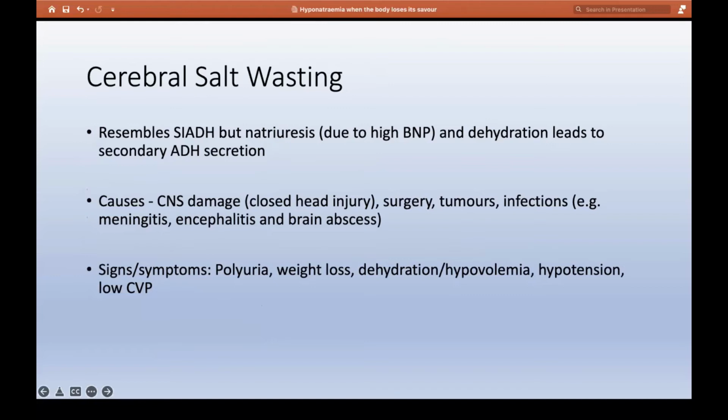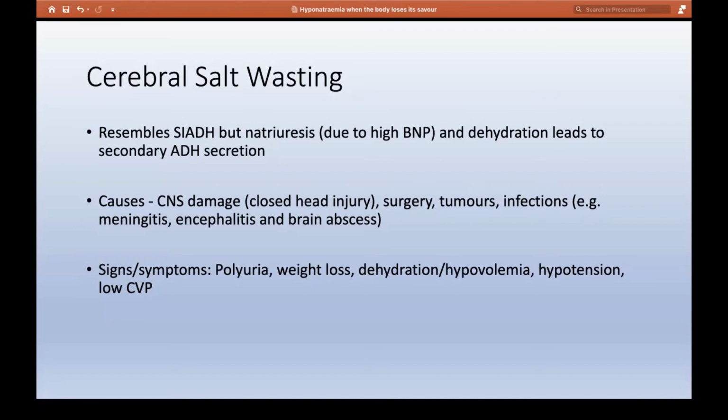Cerebral salt wasting is something similar to SIADH. It resembles SIADH, but there is natriuresis. In SIADH, the body has increased ADH production, and therefore the body tries to keep more and more water within the circulating system. But in cerebral salt wasting, there is high BNP. There's natriuresis, loss of sodium in urine, giving rise to secondary ADH secretion.